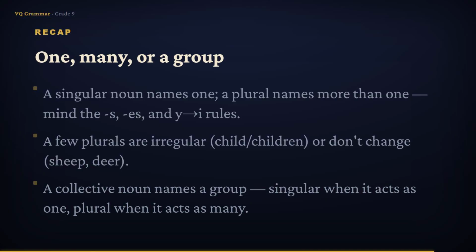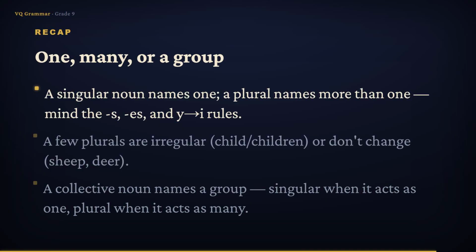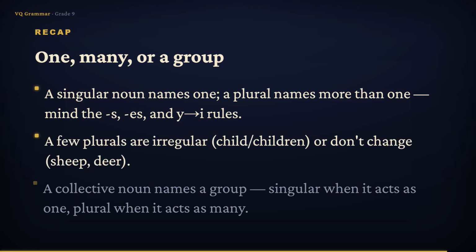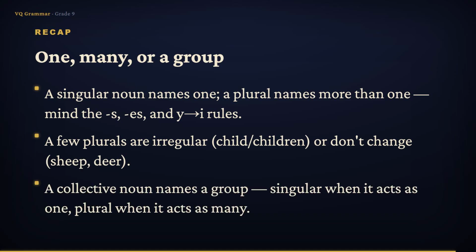Let's gather up what we learned. A singular noun names one, and a plural names more than one. And you now know the spelling rules for adding S, adding ES, and changing Y to I. A few plurals break the pattern, like child and children, and a few never change at all, like sheep and deer. And the collective noun names a whole group. Treat it as singular when it acts as one unit, and plural when its members act as many.